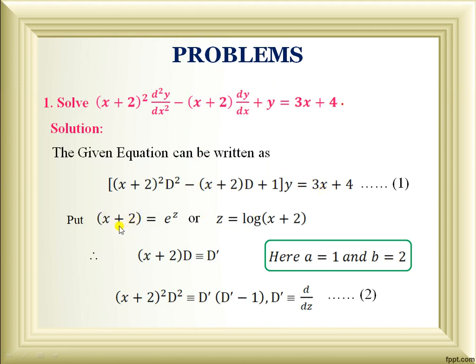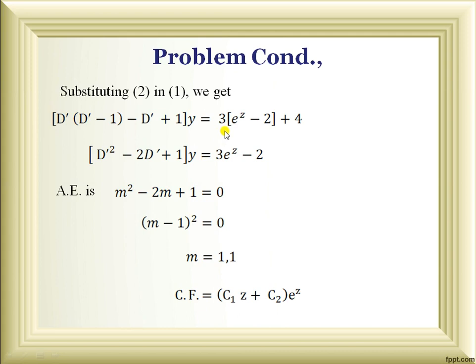From this equation x plus 2 is equal to e power z, I am able to find out the x value. So x is equal to e power z minus 2. I am going to use this in the RHS, plus 4. After multiplying this 3 with this e power z minus 2, I will get 3 times e power z minus 6 plus 4. Minus 6 plus 4 gives minus 2.